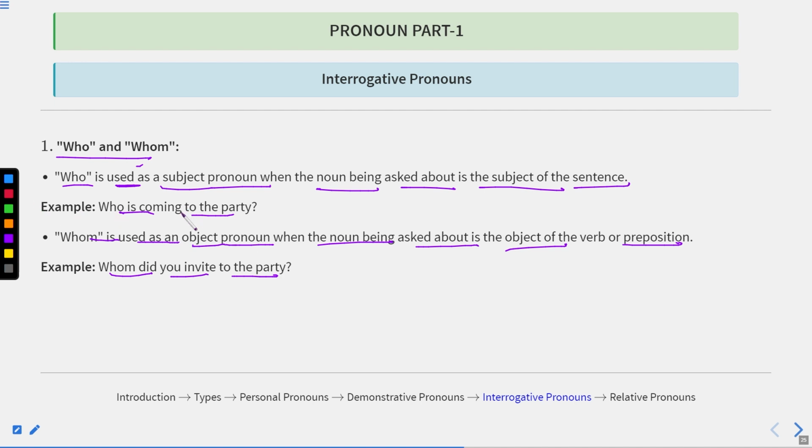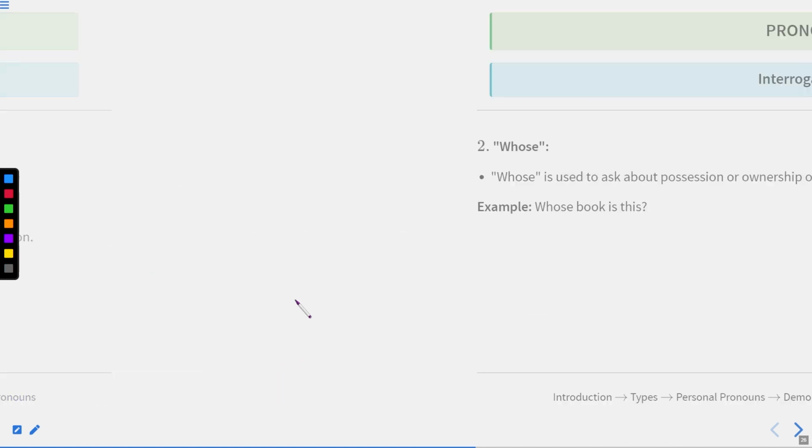It means if I say who is coming to the party, this is a question, and if I want to reply that I am coming to the party, then I is the subject. Whom did you invite to the party? I invited him. So here the reply to this question is given by him, so this is an object. Because of this object, I will write whom, not who. If I write the sentence, who did you invite to the party, the sentence will be incorrect because I'm asking about the object over here, not the subject.